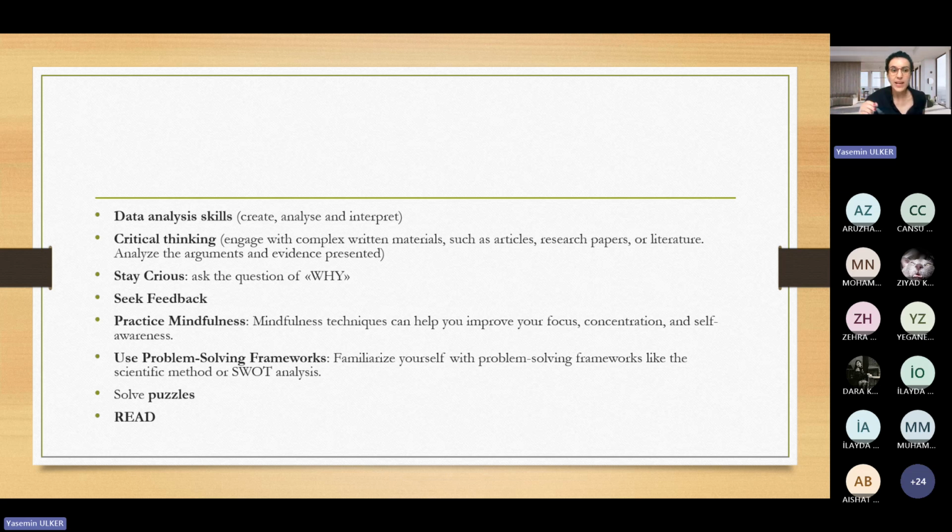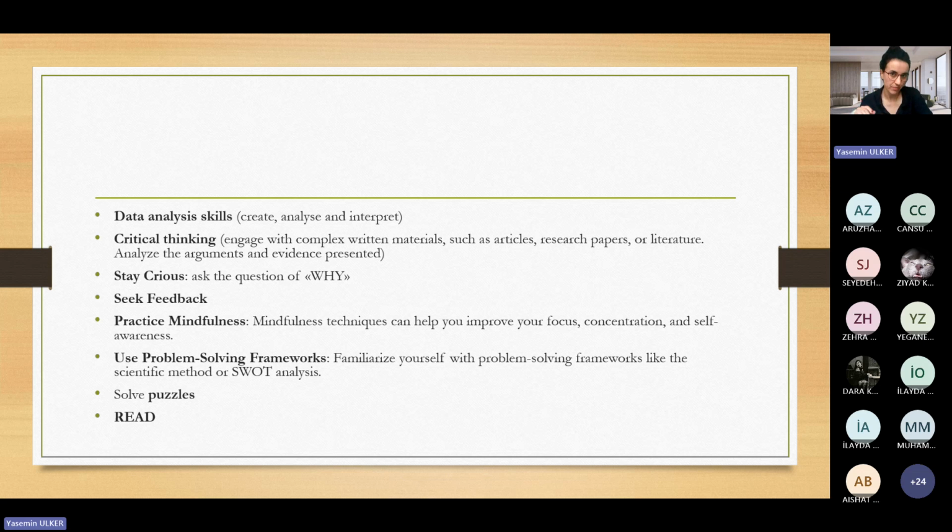Data analysis skills: create, analyze, interpret, right? These are the things that can help you increase your analytical thinking skills. Critical thinking: engage with complex written materials such as articles, research papers, or literature. Analyze the argument and evidence presented. That's why, guys, do you remember self-assessment?